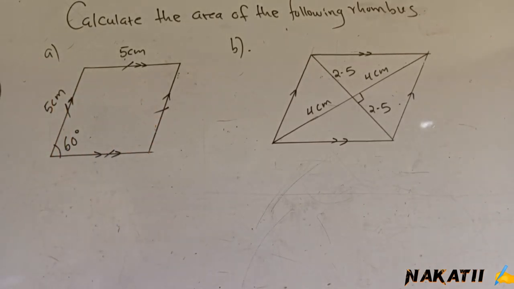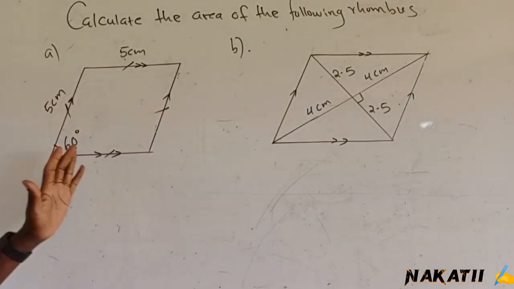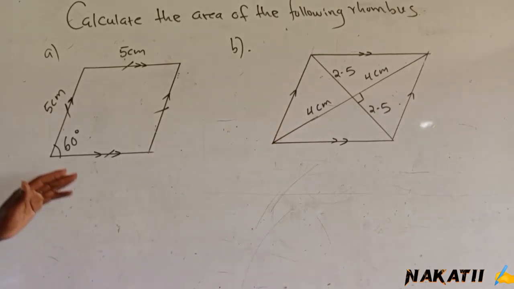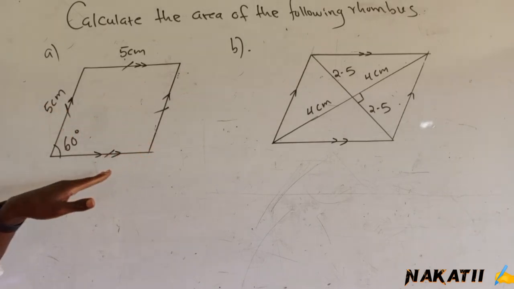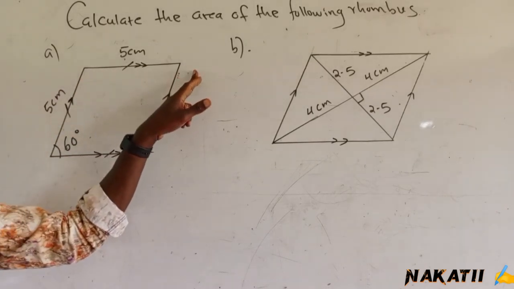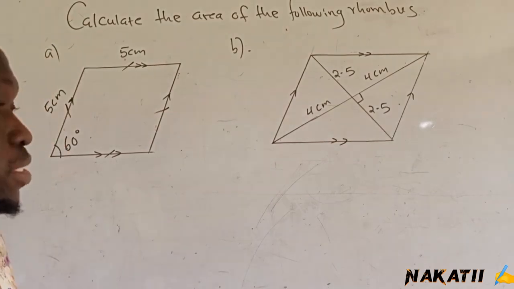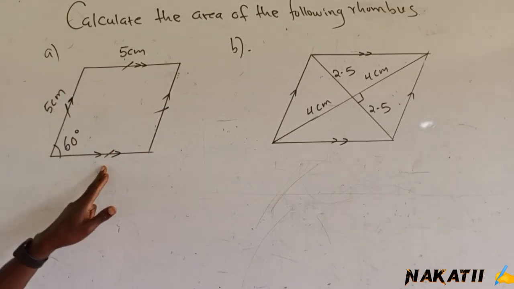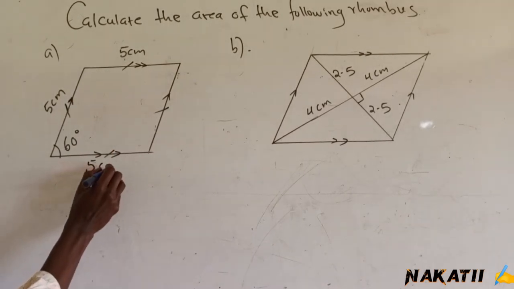We have different formulas of calculating area of a rhombus. Like if you look at the first diagram, we're going to use a different formula from this one here. This one here, we have this side and we have this side. If this side is 5 centimeter, a rhombus basically is a tilted square, meaning that all sides are equal. Therefore, if this is 5, also this one here is 5. This one is 5 centimeter.